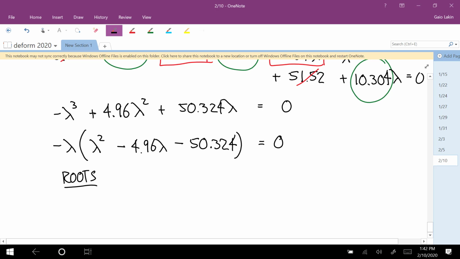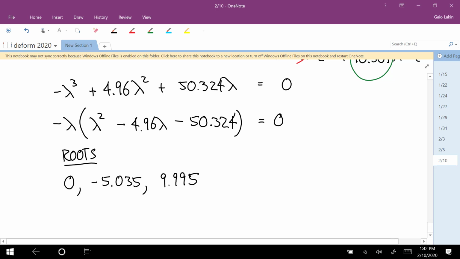Okay, so 0, negative 5.035, and then 9.995. So this is our -5 that we started with. This is our 10 that we started with. We didn't get it exact because everything's rounded, you know.